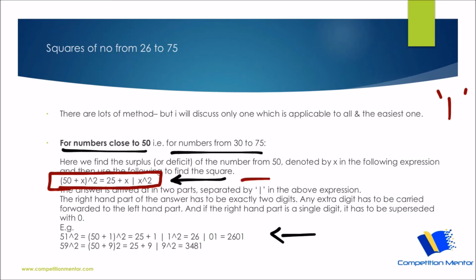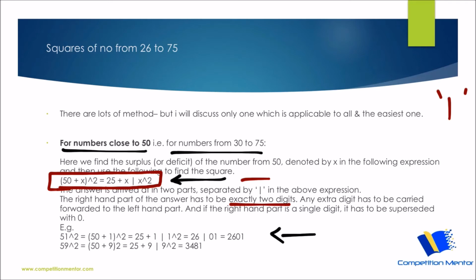The right hand part of the answer has to be exactly 2 digits. Understand, this is very important. Any extra digit has to be carried or forwarded to the left hand part. If the right hand part is a single digit, it has to be superseded with 0.